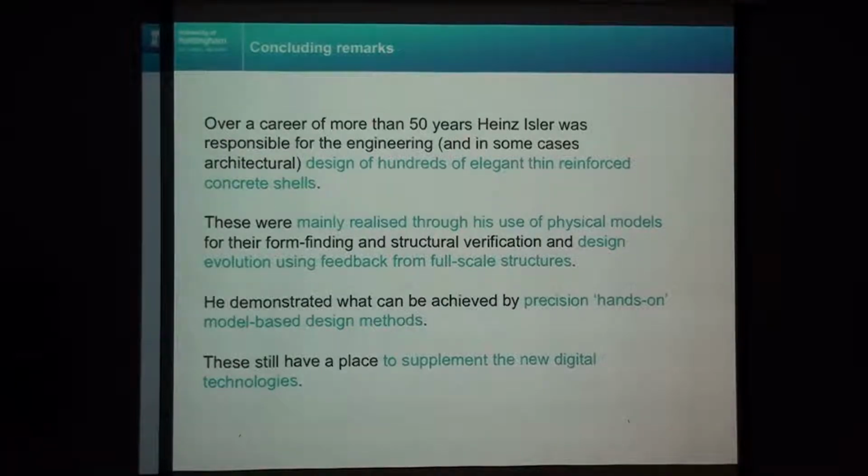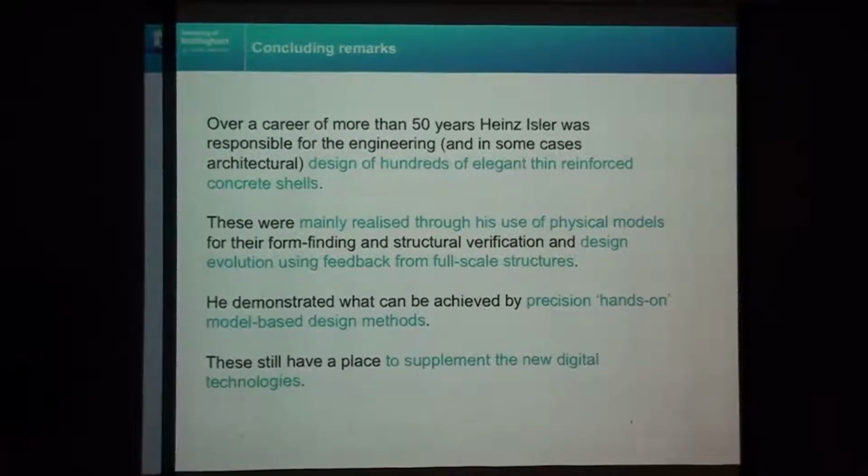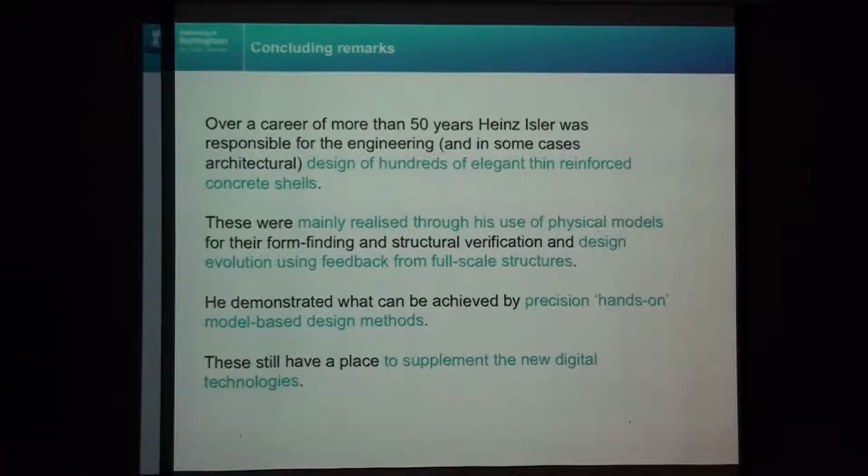So over the 50 years, Heinz Isler was responsible for the engineering of many shells, approximately 1,400, and in some cases the architectural design. They were mainly realized through the models, and the evolution was mainly, I think, through the feedback from his full-scale structures. The important thing is that he realized that you had to have this great precision when you're modeling, at all stages of the modeling.